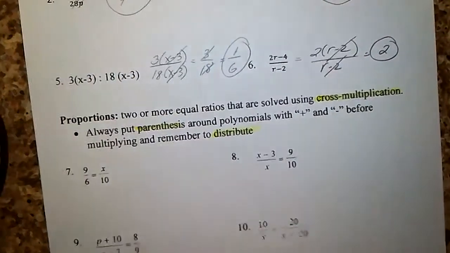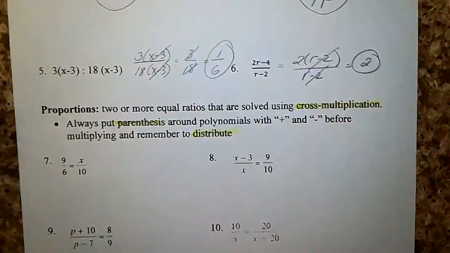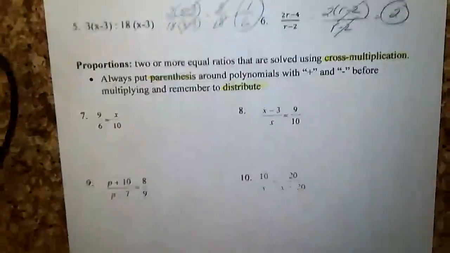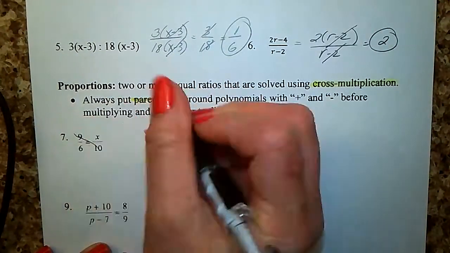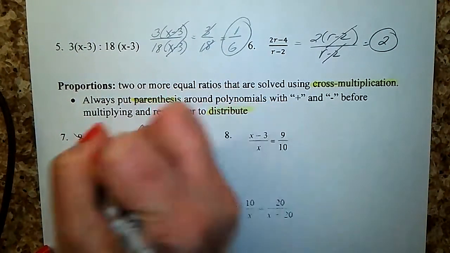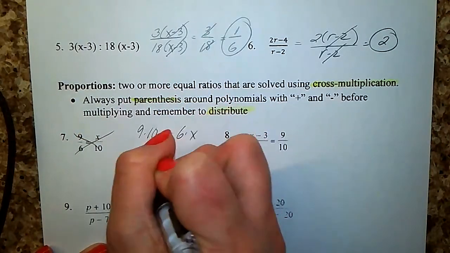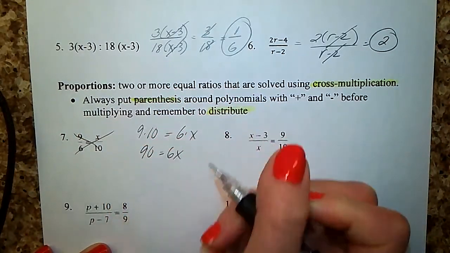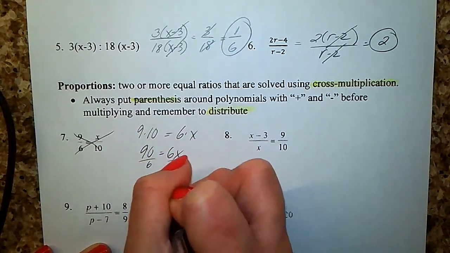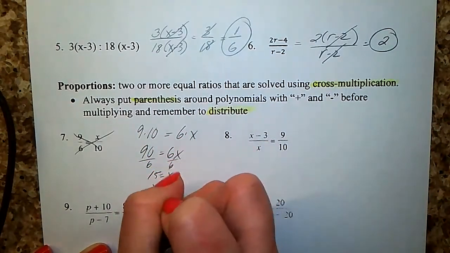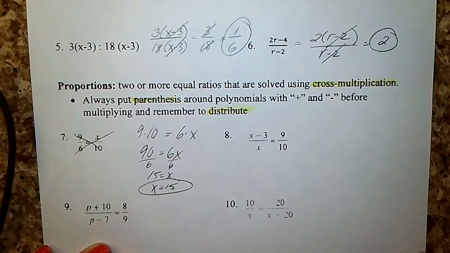All right, now, in this next one right here, we're going to cross multiply. Cross multiplication, 9 times 10 is going to equal 6 times x. So that's going to be 90 equals 6x, and we can divide the 6 into the 90 on both sides, and our x works out to be 15. So we can say x equals 15 on that one.